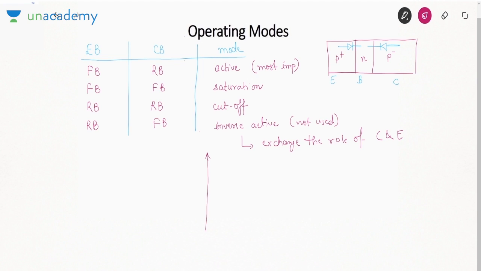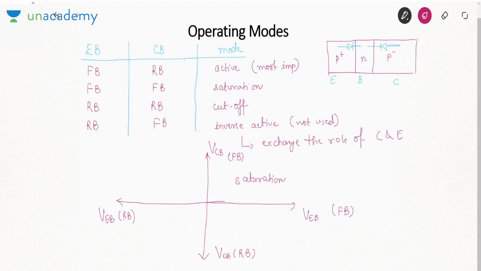Similarly, these four modes can also be represented on a graph based on four quadrants. Positive axis means forward biasing, negative axis means reverse biasing. Both are forward in the first quadrant, that means saturation. Emitter base is forward, collector base is reverse: active. Both are reverse: cutoff. Emitter base is reverse, collector base is forward: inverse active. So that is how I can show these operating modes in the form of four quadrants.